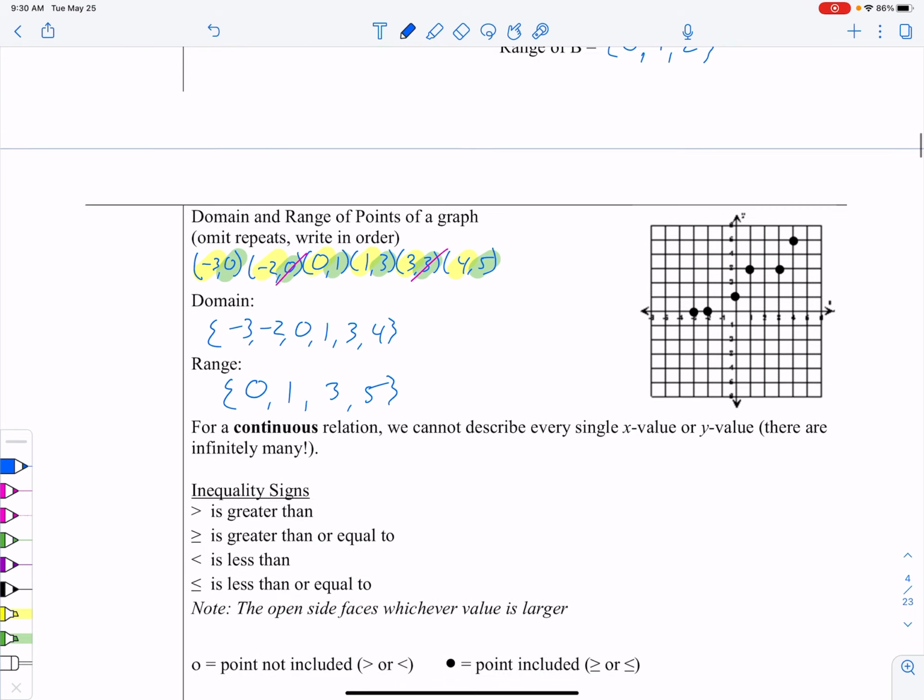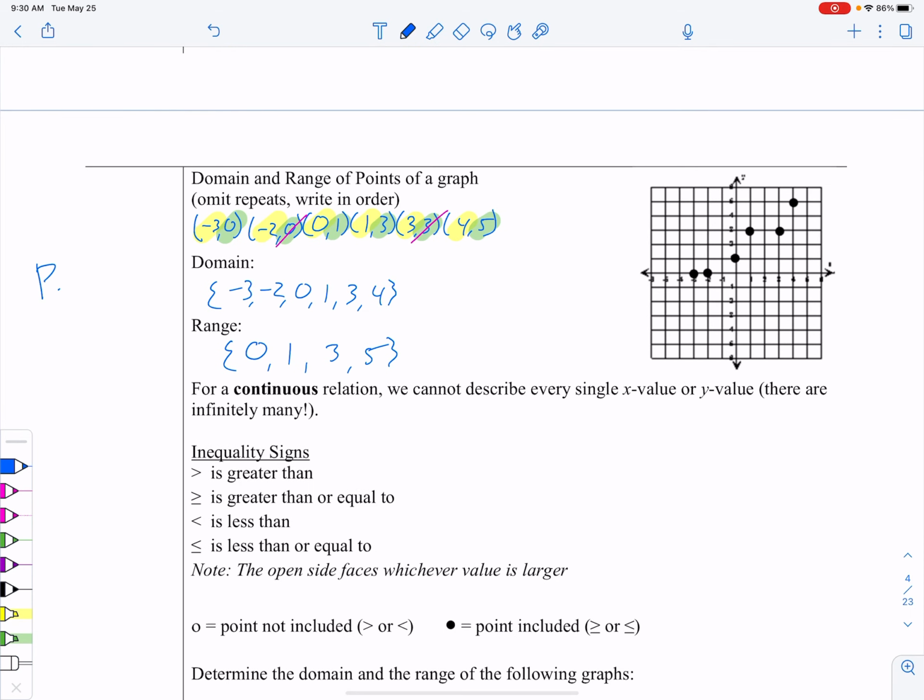So now we're going to end this part. You're going to go to page 116 and you're going to do questions 1 to 9, and then we'll come back for part 2.